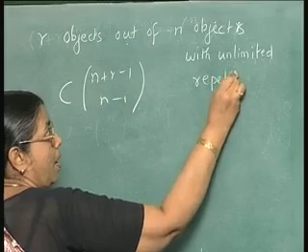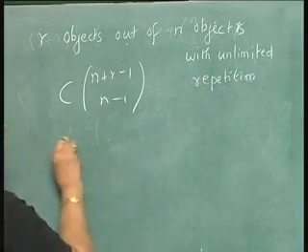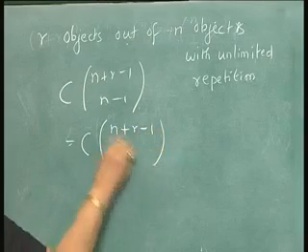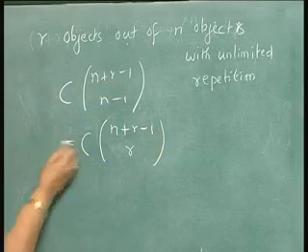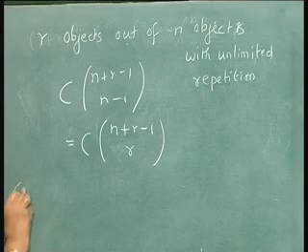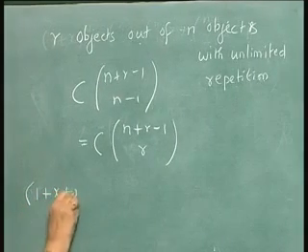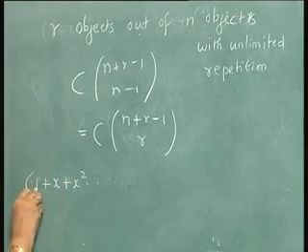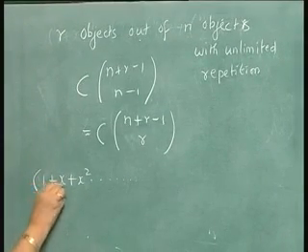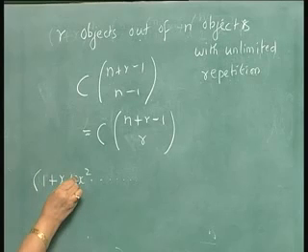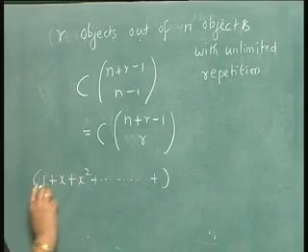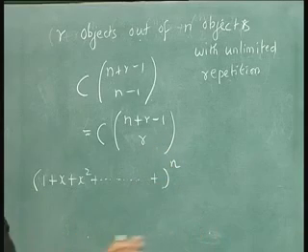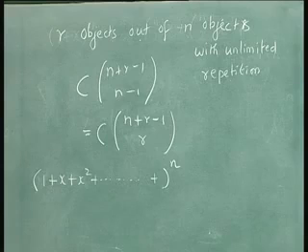For one object, it can be selected, or it need not be selected at all, or once, and so on. For one object the enumerator is this. For n objects the enumerator is this, and this is nothing but 1 by (1 minus x) whole power n, which is equal to (1 minus x) to the power of minus n. In the binomial expansion, this will expand as 1 plus nx plus n(n+1)/2 factorial x squared and so on.